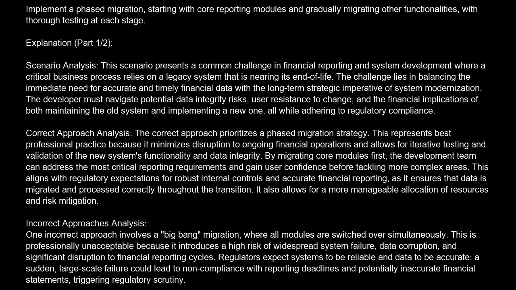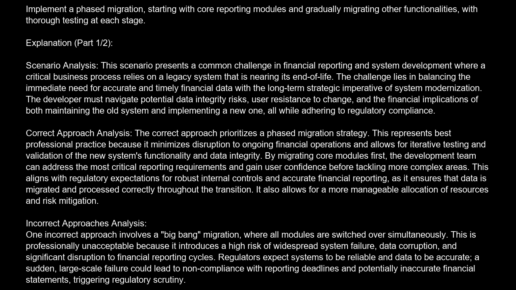Correct approach analysis. The correct approach prioritizes a phased migration strategy. This represents best professional practice because it minimizes disruption to ongoing financial operations and allows for iterative testing and validation of the new system's functionality and data integrity. By migrating core modules first, the development team can address the most critical reporting requirements and gain user confidence before tackling more complex areas. This aligns with regulatory expectations for robust internal controls and accurate financial reporting, as it ensures that data is migrated and processed correctly throughout the transition. It also allows for more manageable allocation of resources and risk mitigation.